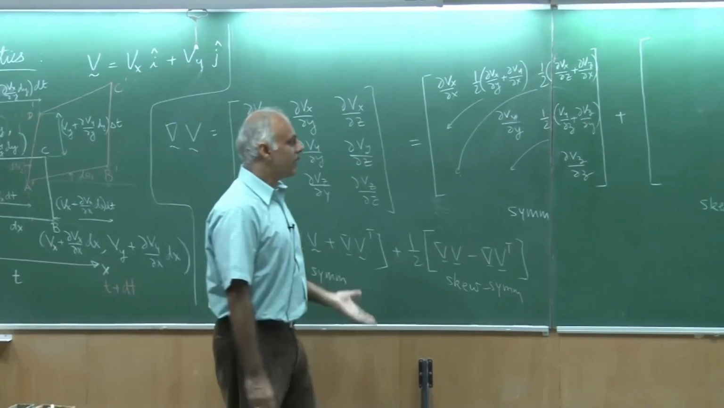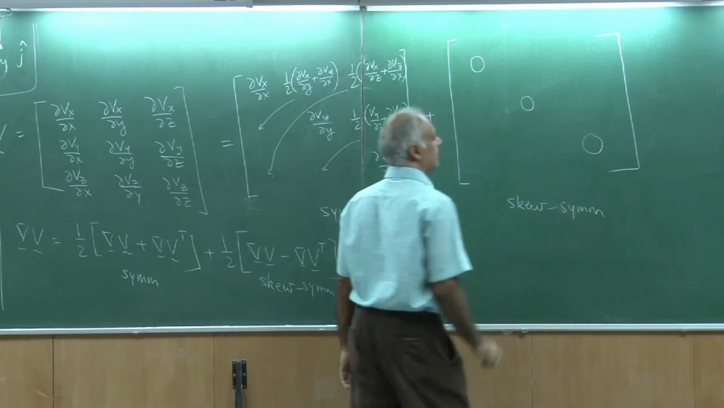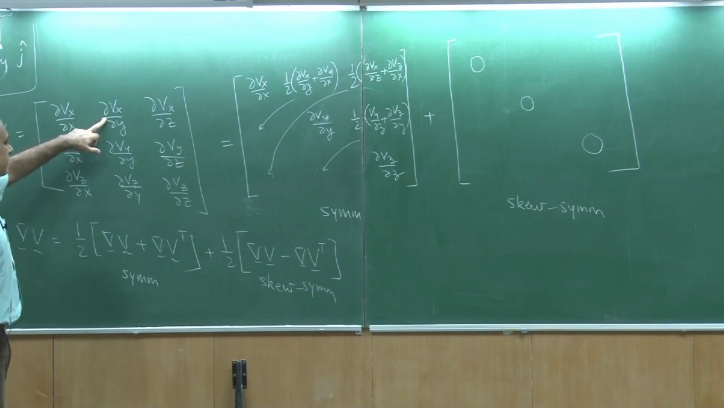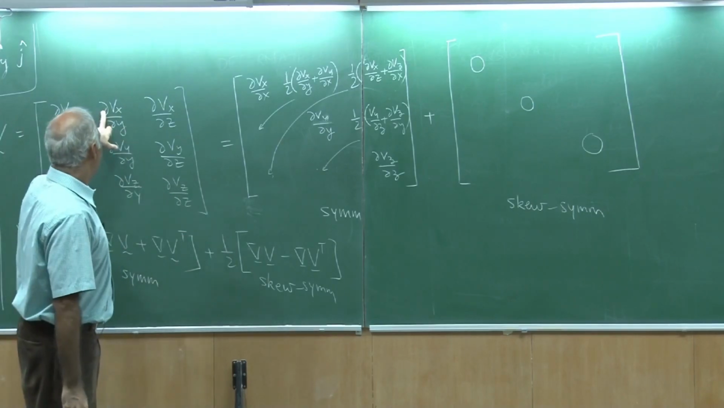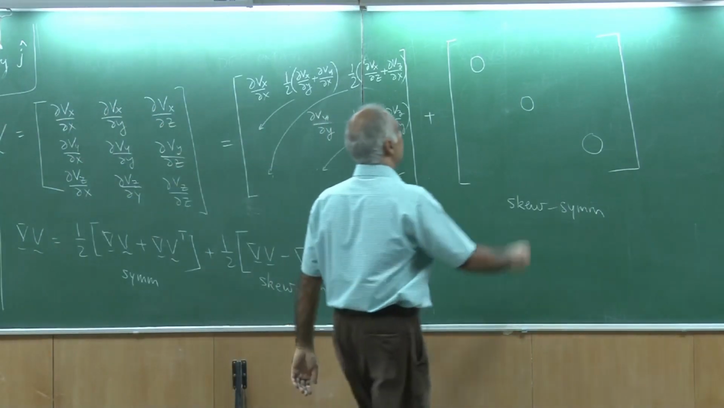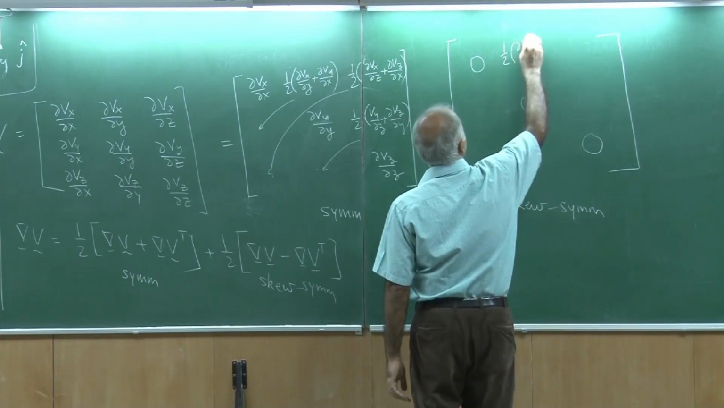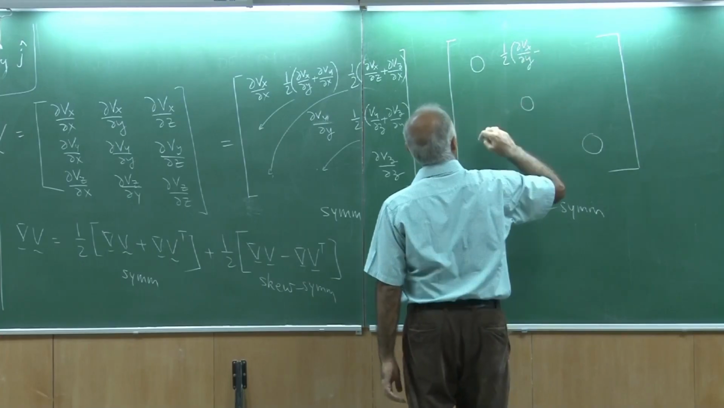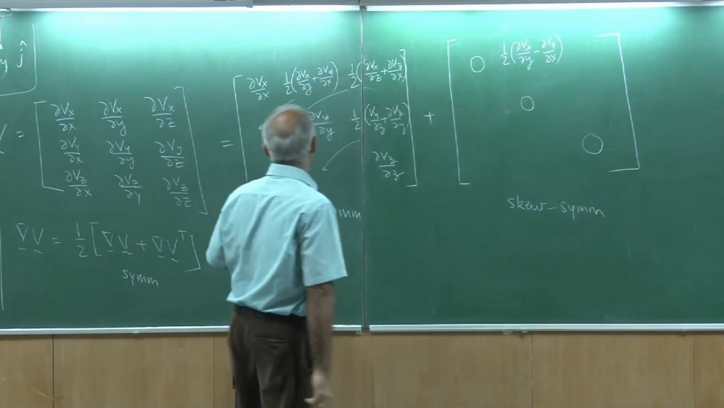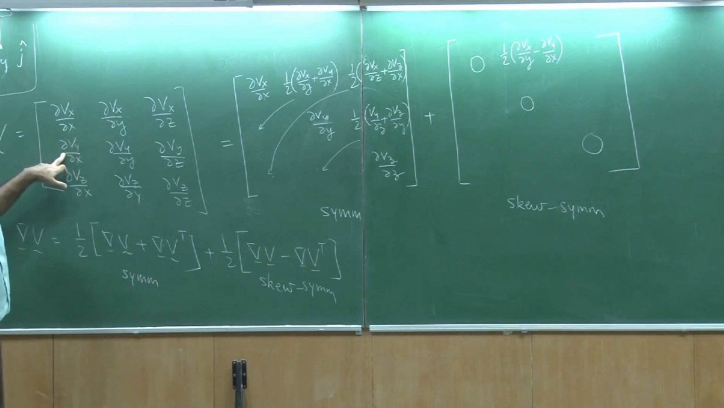What about the skew symmetric part? Clearly, these terms would be 0, right? And I can go ahead and write down this term. In fact, this would be just if I take these 2 terms, so I should be able to write this down. So, this would be half of del Vx by del y minus del Vy by del x. So, that is what I would get by doing this and the transpose of this and the half of that.